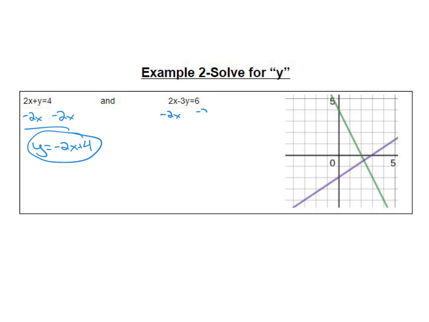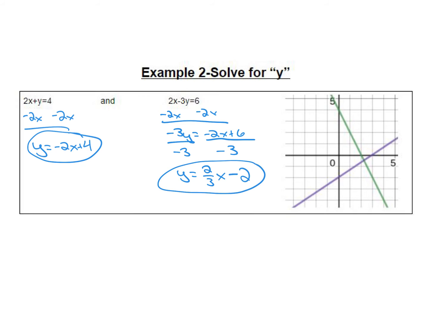Subtract 2x, subtract 2x. We're left with negative 3y equals negative 2x plus 6. And then we're going to divide by negative 3. Now remember, we're dividing this whole thing by negative 3. So that is going to simplify to 2/3 x minus 2, because negative 2 divided by negative 3 becomes a positive, and 6 divided by negative 3 becomes negative 2. So now we can take a look at these answers.